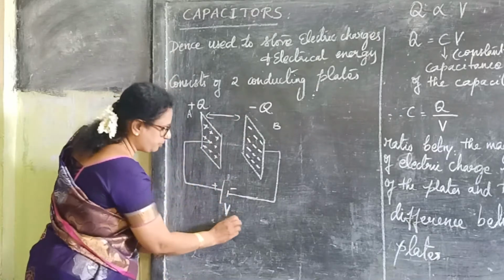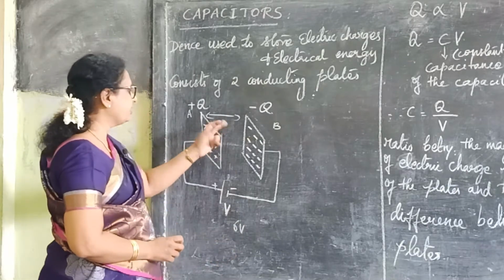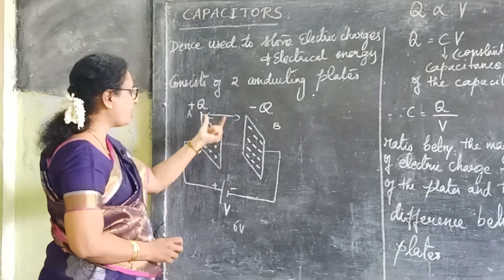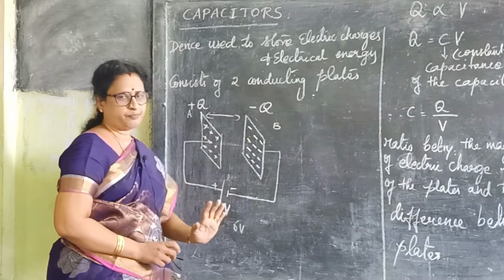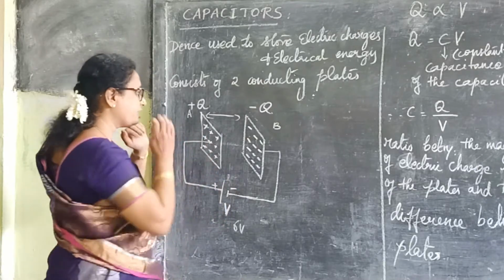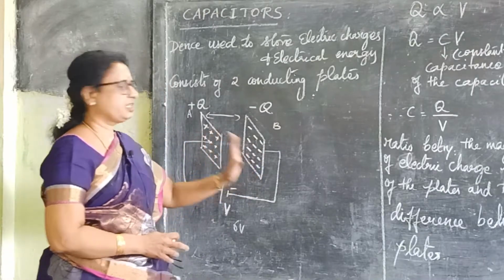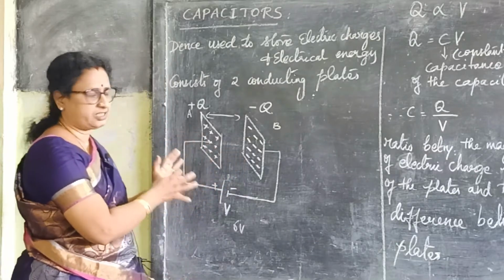Just for example, suppose we are applying a 6 volts external battery, then this transfer of electrons will continue until the potential between the plates becomes equal to 6 volts. After which this transfer will be stopped and electrical energy will be stored in the plate A and plate B. So this is the principle of how the capacitor works.